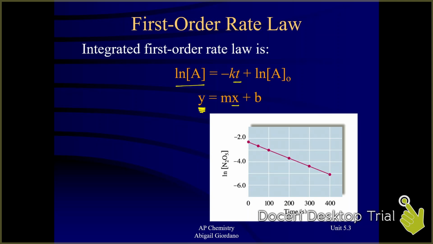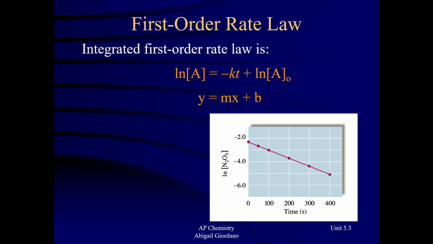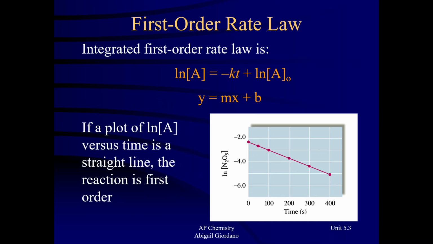It's straight. When you're presented with a graph like this and you say to yourself, okay, what's on the axes? Time is on the x, natural log of molarity is on the y, and yes, it's linear. That is proof that this data is first order. So if a plot of natural log of concentration versus time is a straight line, then you can definitively say, yes, this data, this reaction is first order.